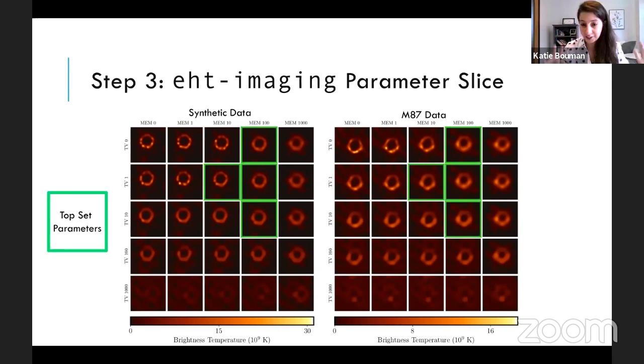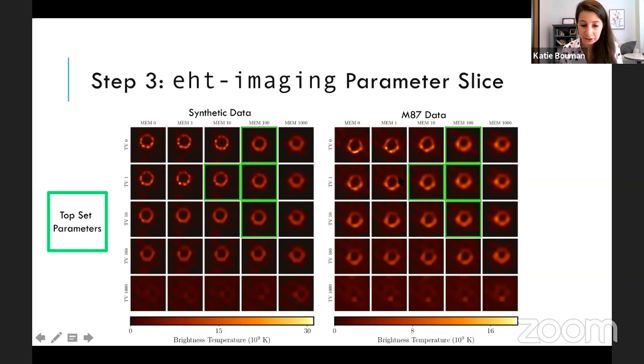The precise variations around the ring, maybe we don't trust that fully, but this ring we have a lot of faith in. For example, I'm showing just a sample of results from one of these parameter surveys I talked about, where we varied two of the regularizers, the maximum entropy and the total variation. And you can see as you change the proportion of these two regularizing terms, that the image changes, right?